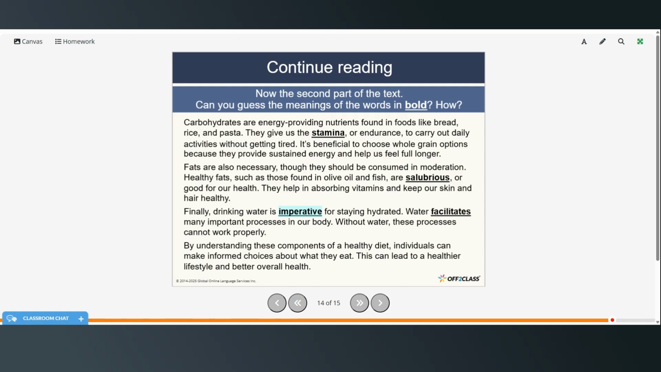By understanding these components of a healthy diet, individuals can make informed choices about what they eat. This can lead to a healthier lifestyle and better overall health.